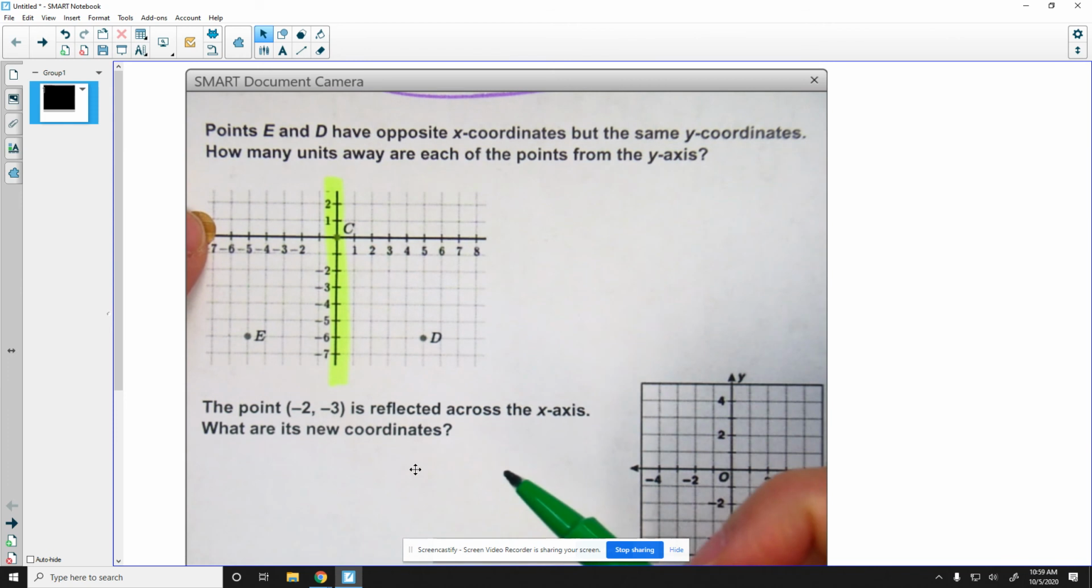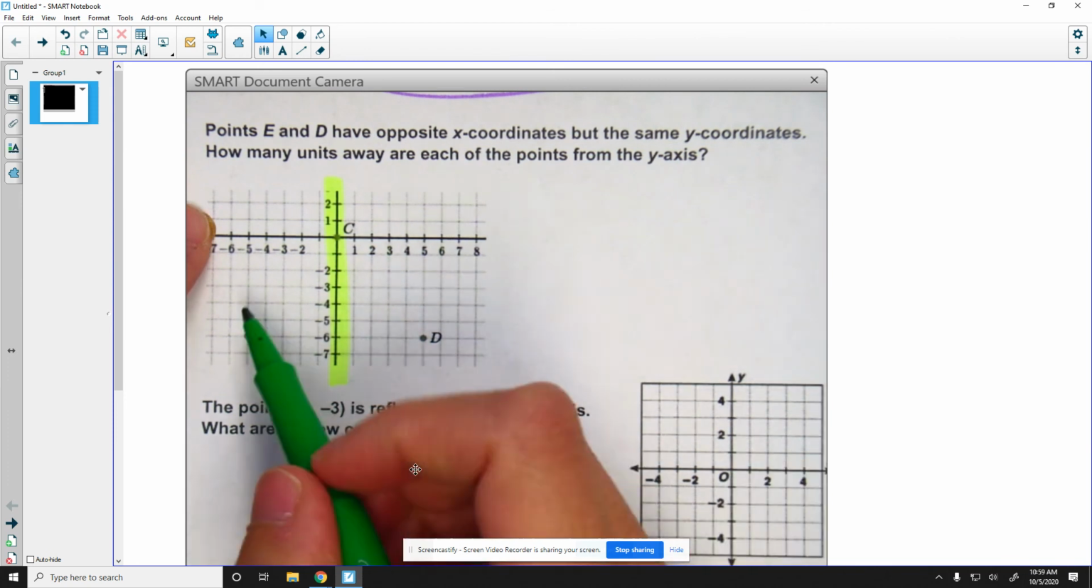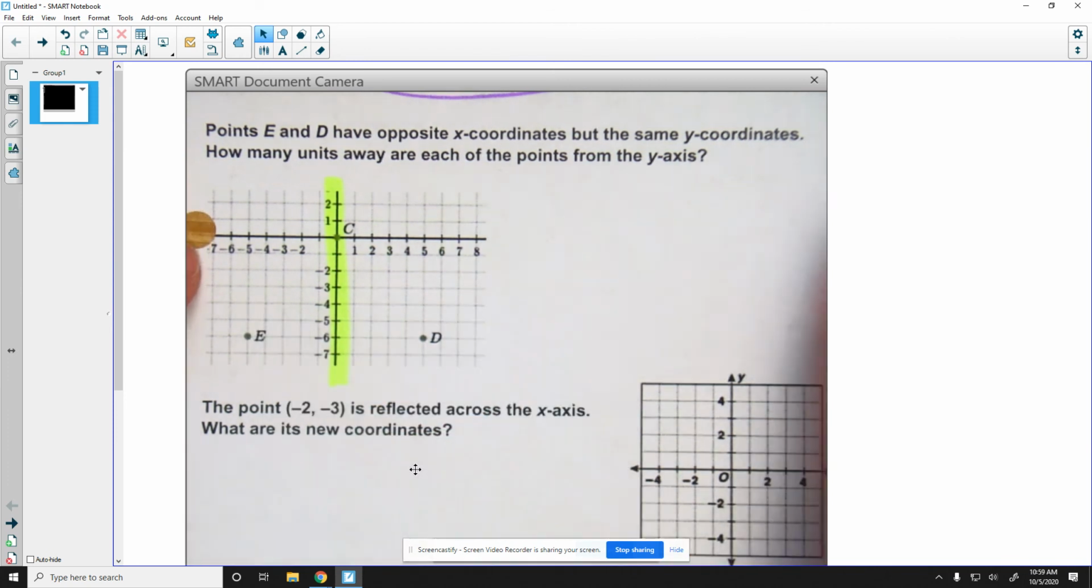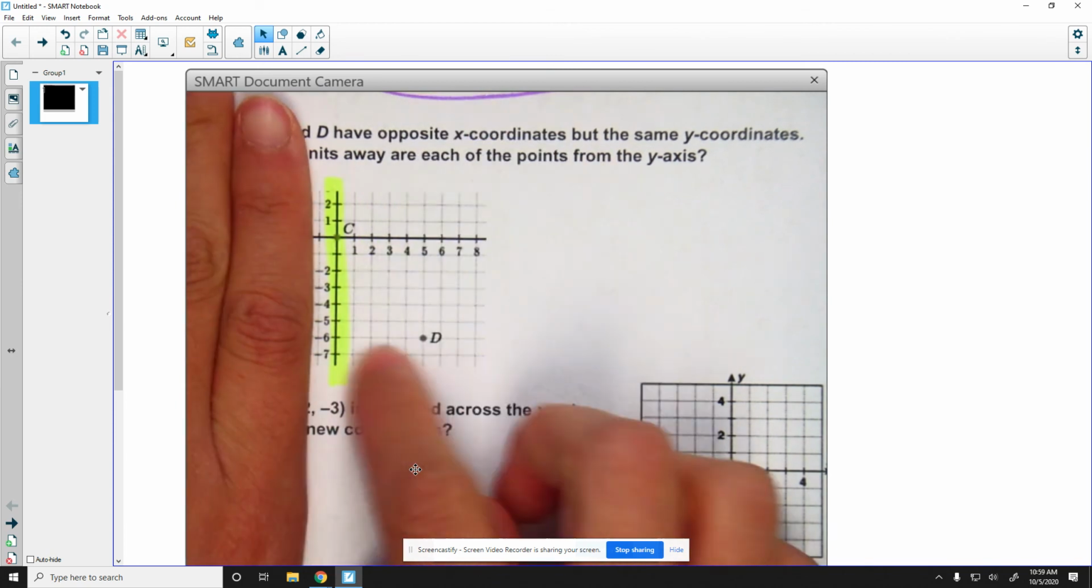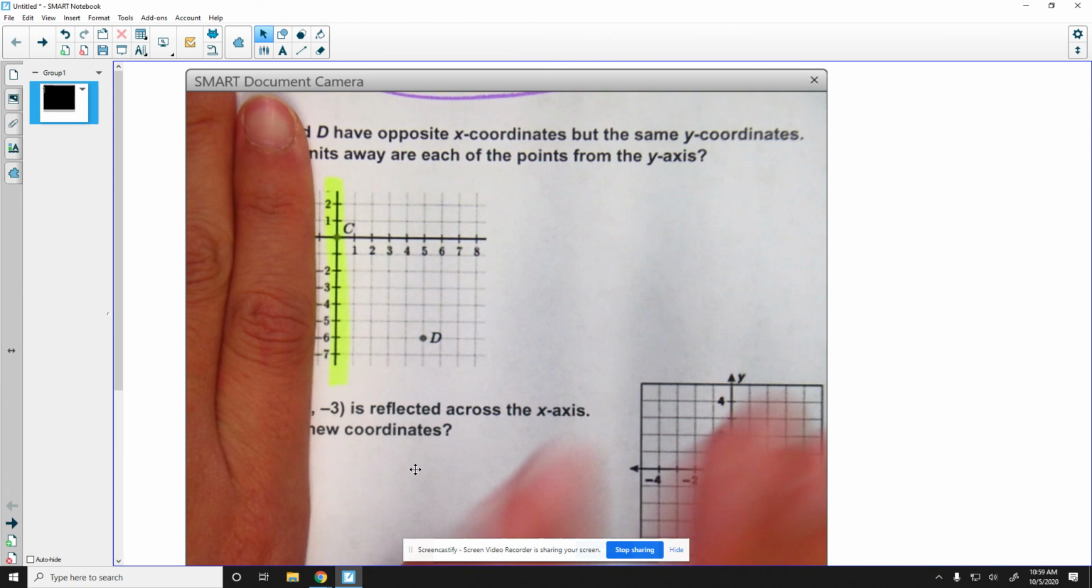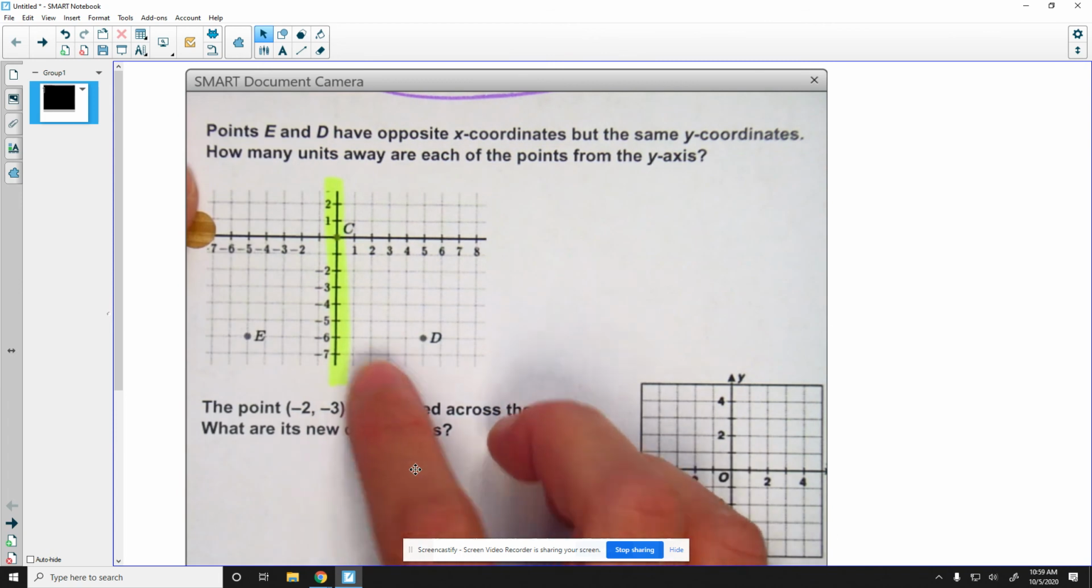Isn't it like both of them added up? No, because it says how many units away each of the points is from this. So how many is from E to this and how many is from D to that. And they should be the same number. So you don't add them. You just tell me what number it is.